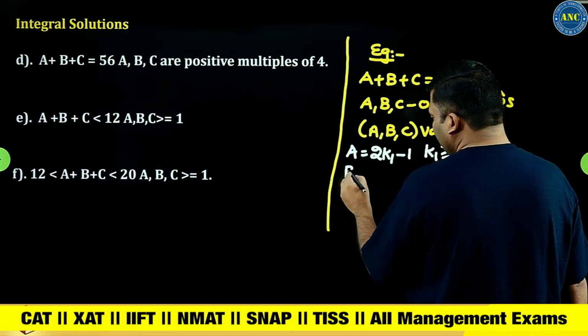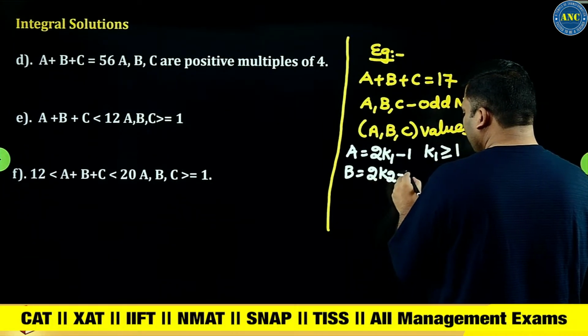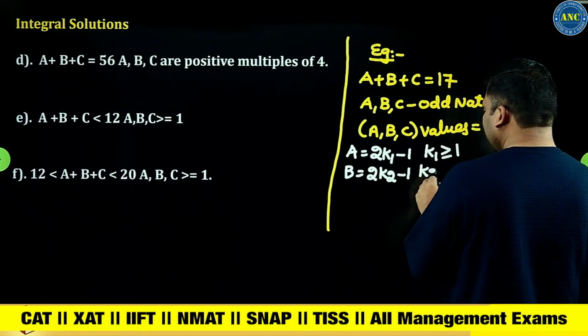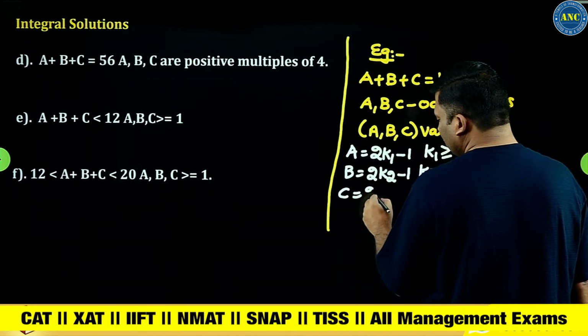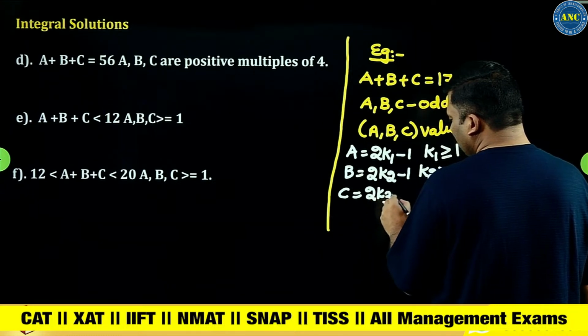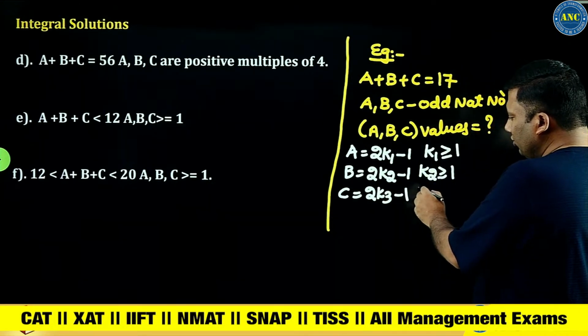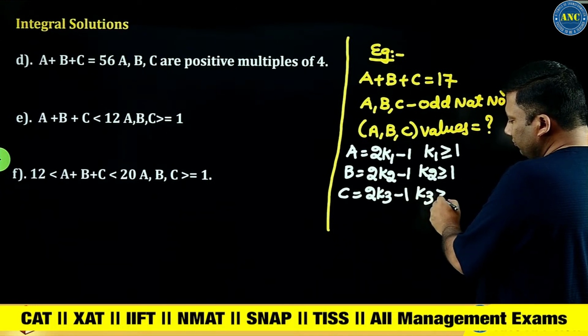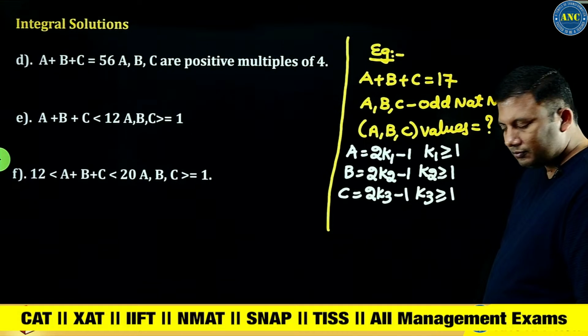A is an odd number, B is an odd number. Are you all with me? C is also an odd number, 2k3 minus 1. K3 is greater than or equivalent to 1.